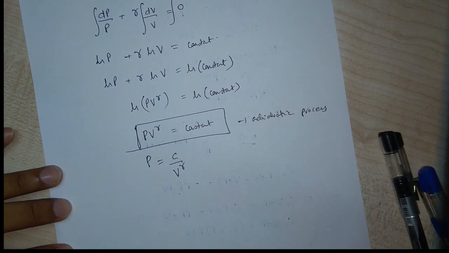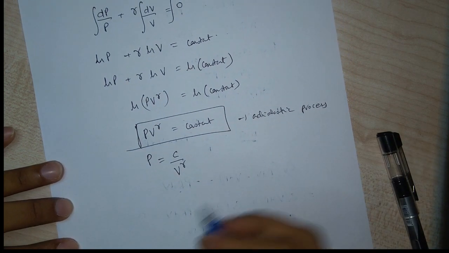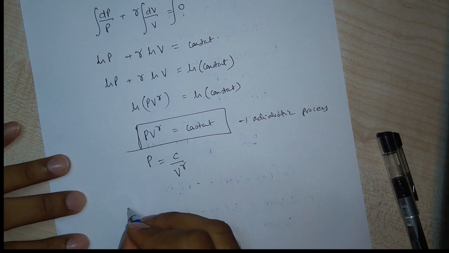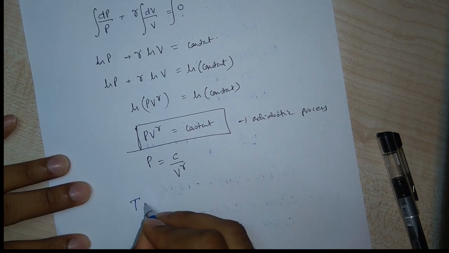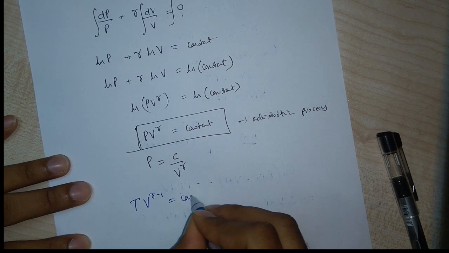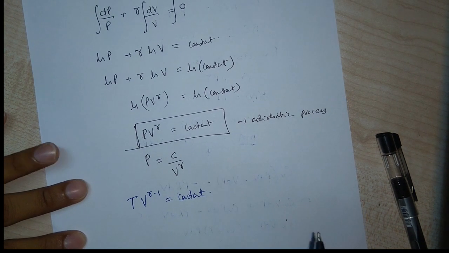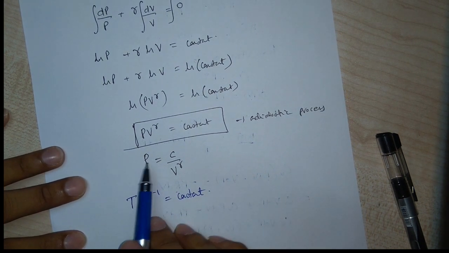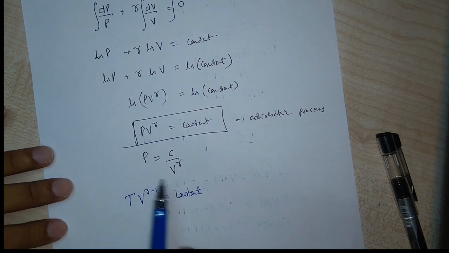We can also write this equation in terms of temperature and volume. You can write this as T V raised to gamma minus 1 is equal to a constant. We just have to replace P using the ideal gas law, PV equal to nRT, and we end up with this.